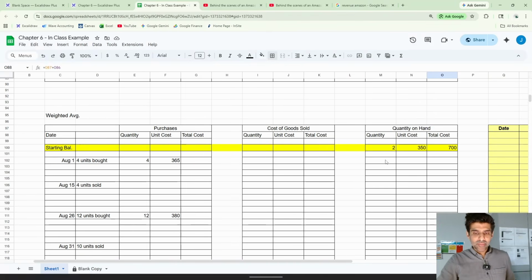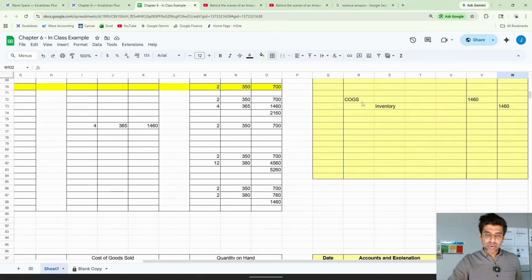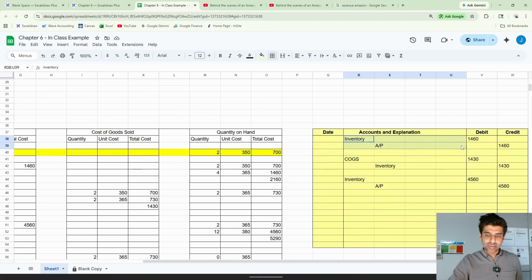So now we have a kind of calculation we're going to have to do. And the calculation is going to be redone after every purchase transaction. Okay, so the journal entry for this purchase transaction is the same though. This same amount of inventory is being purchased, $1,460. So this journal entry is the exact same as it's always been.